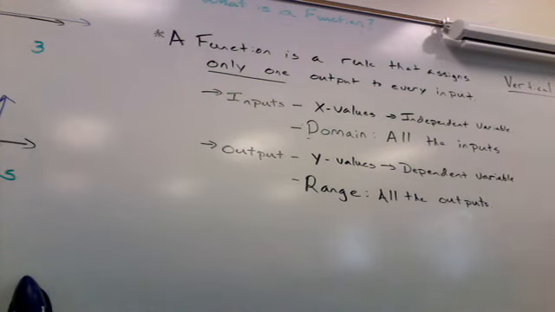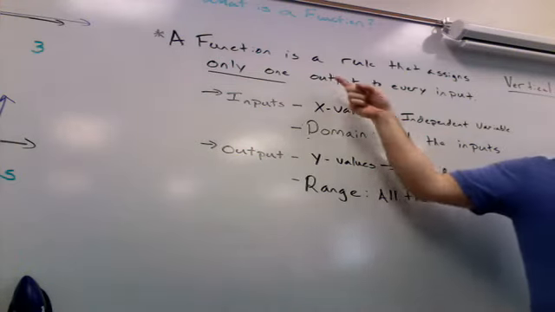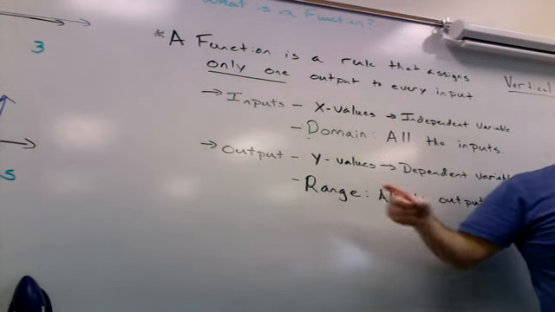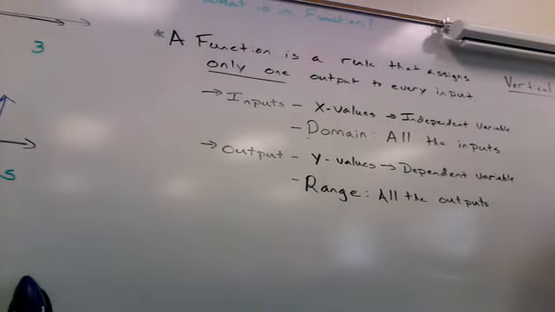What does that mean in terms of x and y? Only one output. That means only one what? Nope. Only one output. What are our outputs? Y's. So this means only one y for every x. Or we can say each x has only one y.